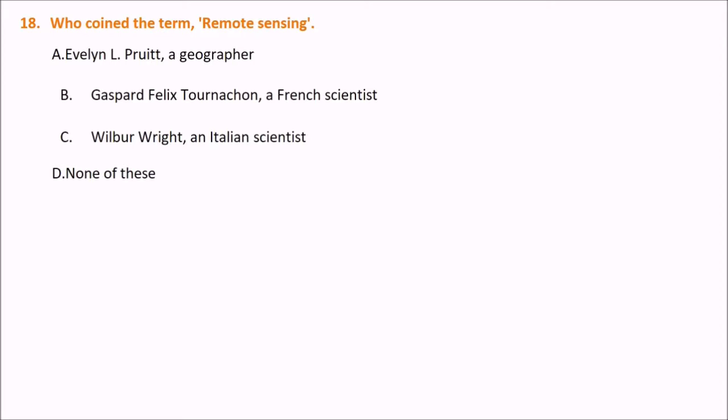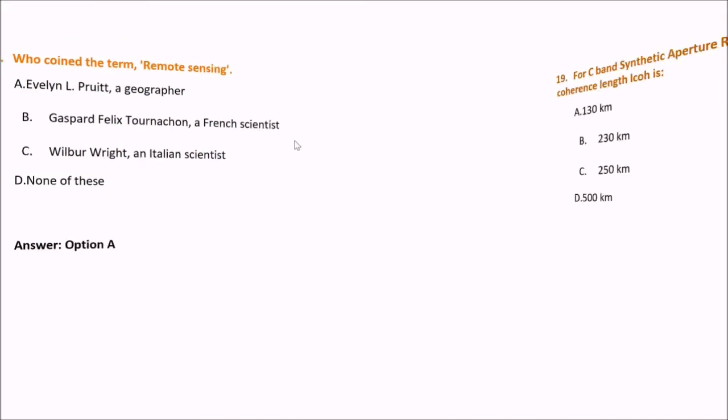Now the next question is, who coined the term remote sensing? The answer is Evelyn L. Pruitt, a geographer. E. L. Pruitt, or Pruitt, however you want to pronounce it. Evelyn L. Pruitt. Option A.